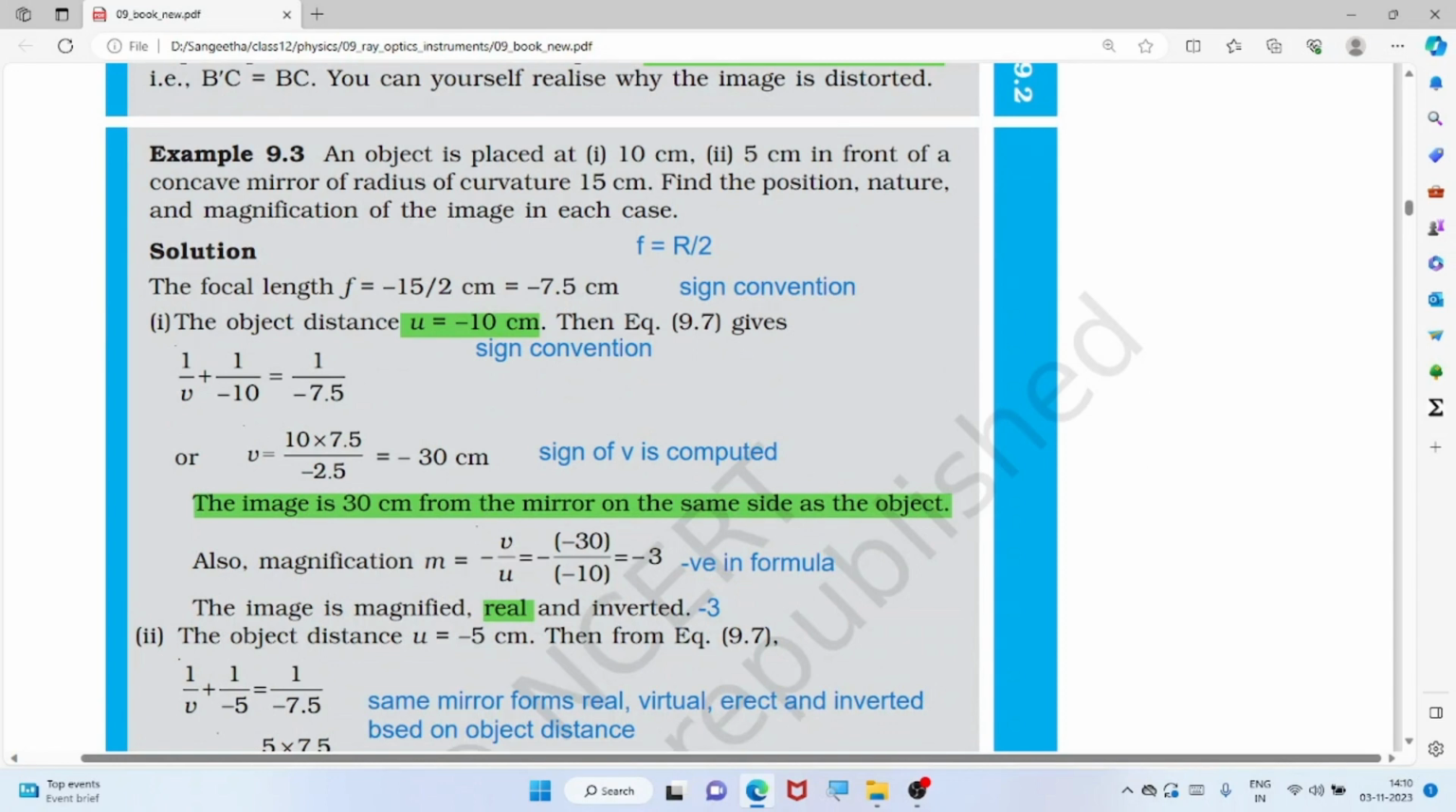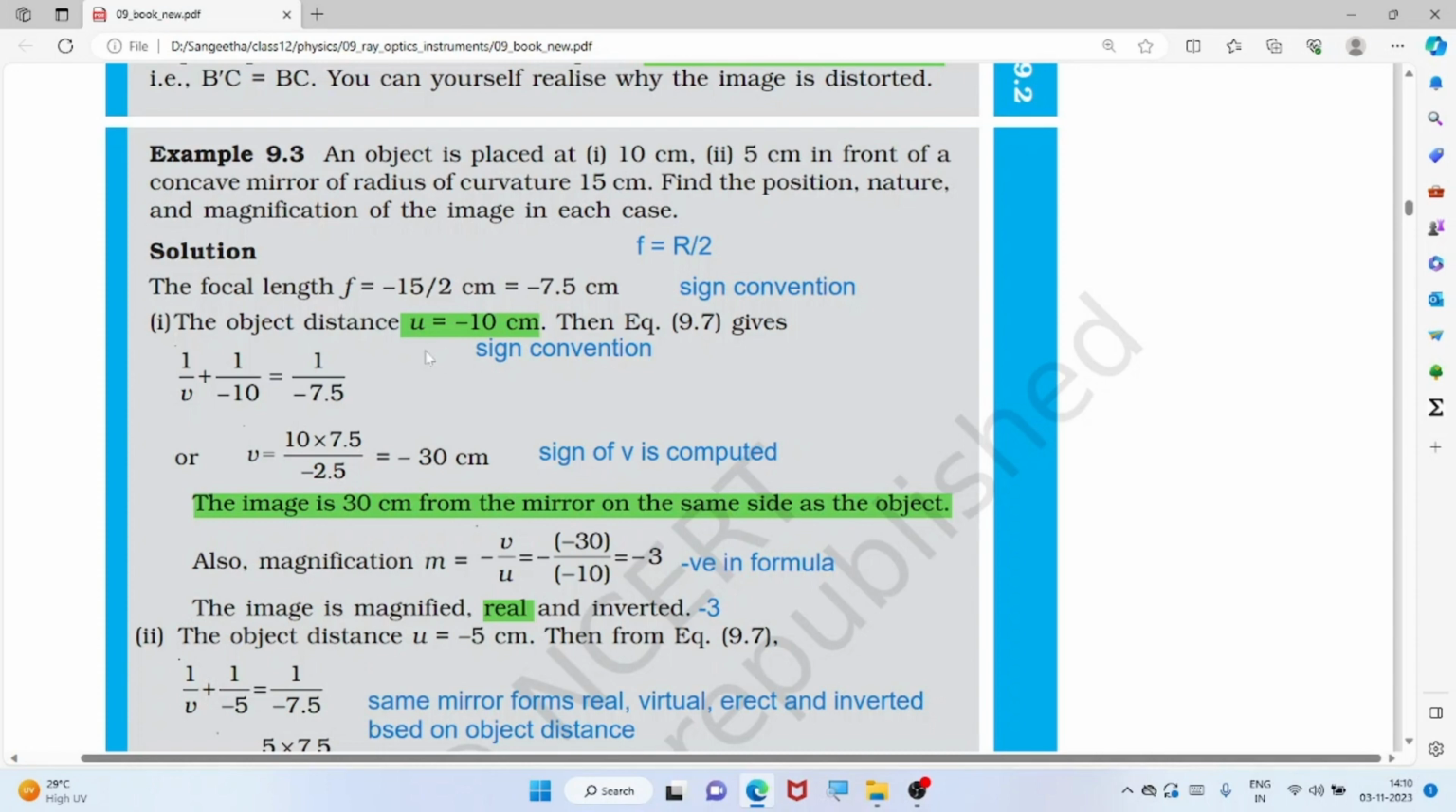An object is placed at 10 centimeters in front of a concave mirror of a given radius of curvature. Find the position and nature of the image. Focal length equals radius of curvature divided by 2. In front means it comes on the left side, so it will be a negative sign, using the sign convention. So u is negative. The object is in front of the mirror, on the left side.